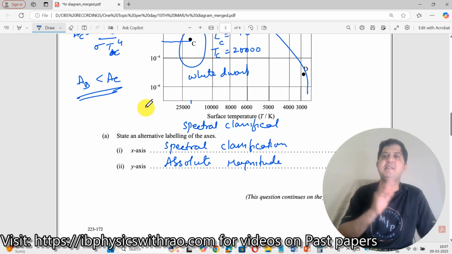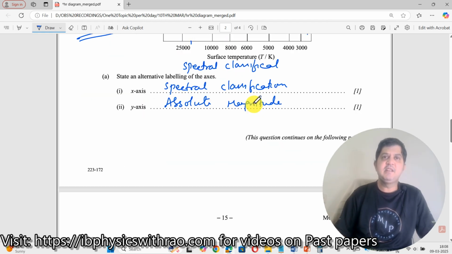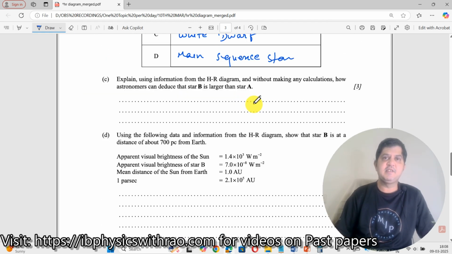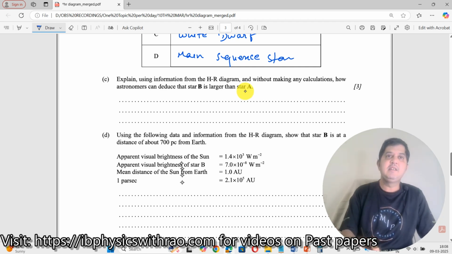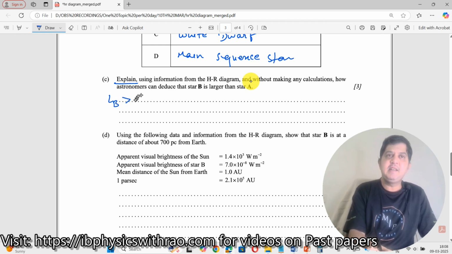Okay, which also tells you when AB is less than AC, what does it mean? That means the surface areas are lesser, and the size is also lesser. From here, what can we say? He's asked to explain. You need to explain over here. So how do I explain? No calculations over here. You can now say LB is greater than LC, then TB is less than TC.